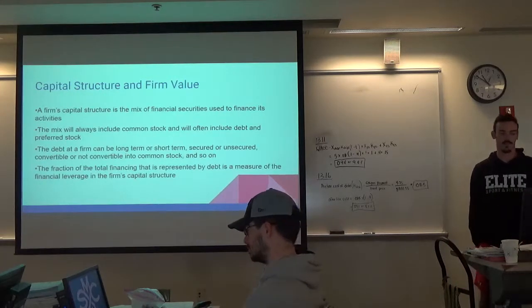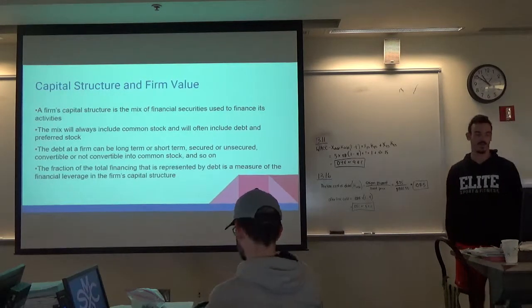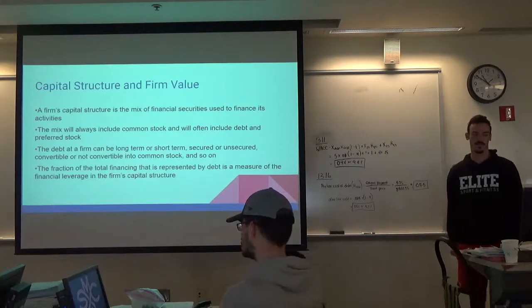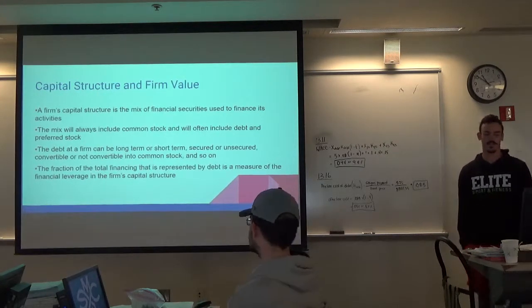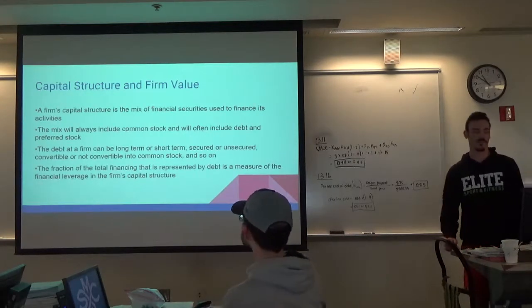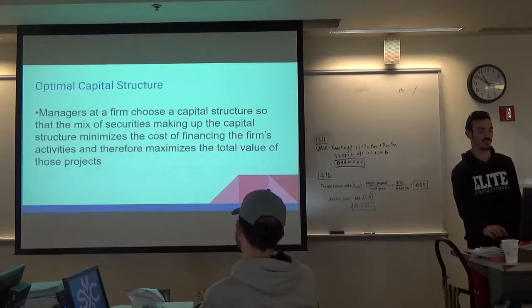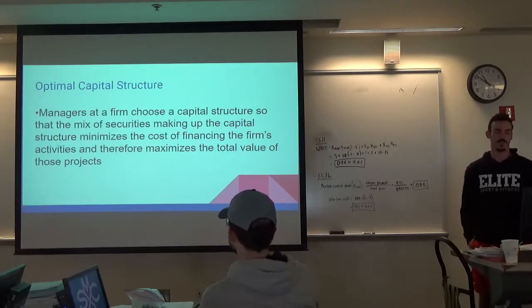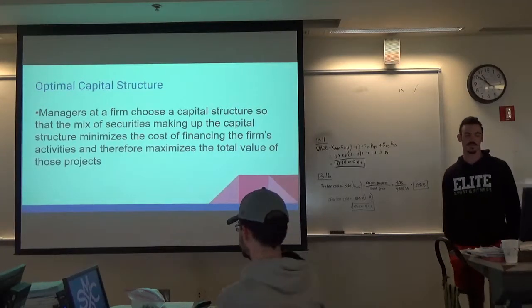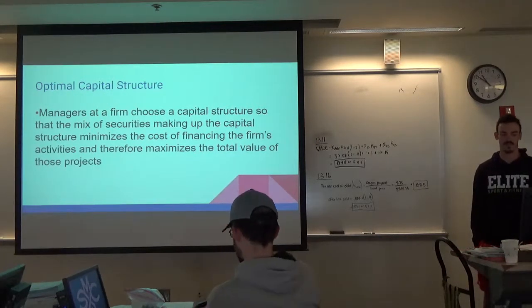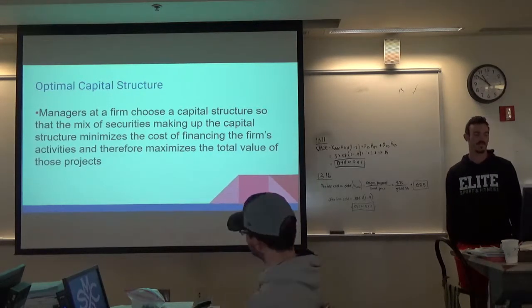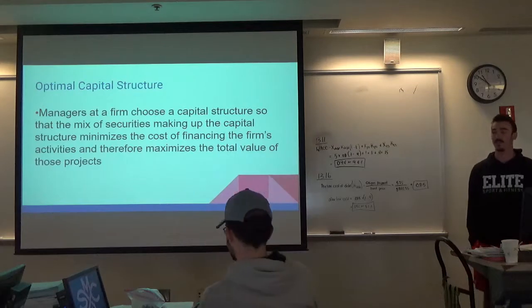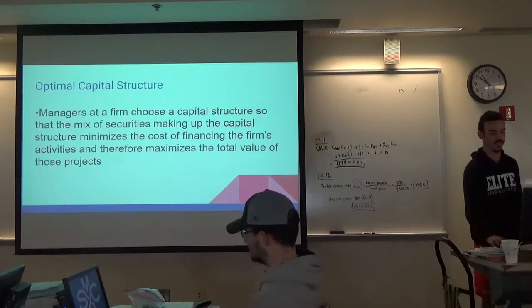The debt at a firm can be long-term or short-term, secured or unsecured, convertible or not convertible into common stock, and so on. And the fraction of the total financing that is represented by debt is a measure of the financial leverage in the firm's capital structure. So optimal capital structure: managers at a firm choose a capital structure so that the mix of securities making up the capital structure minimizes the cost of financing the firm's activities and therefore maximizes the total value of those projects.